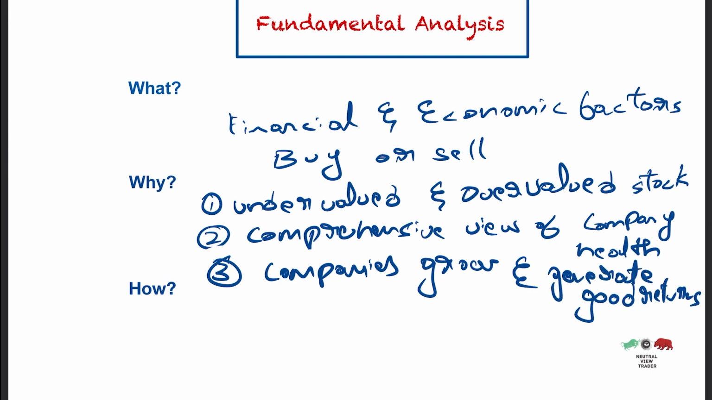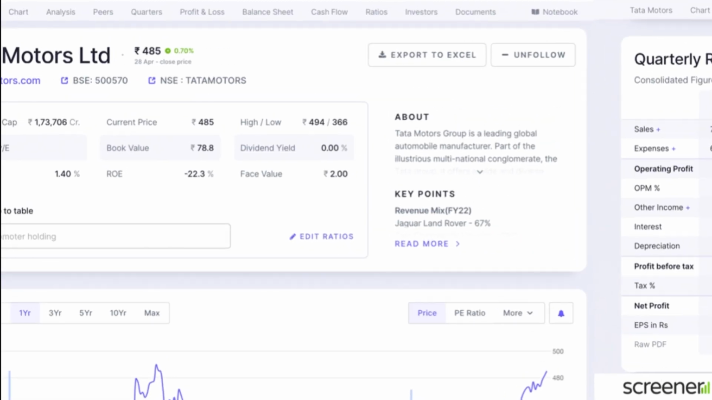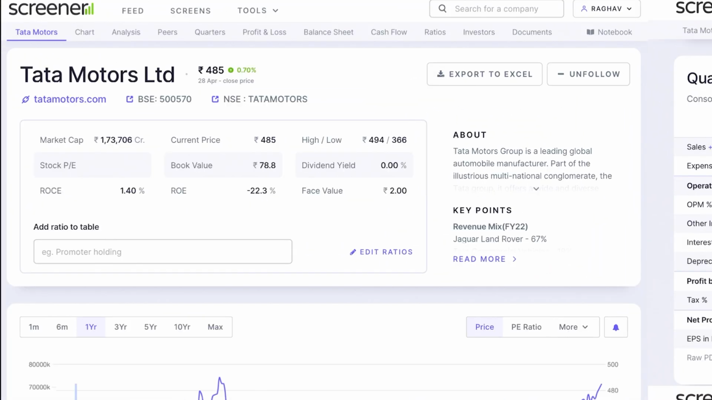So, when we come to the how part of it, we will have to see practical charts that are available in the market. Let us get into the screener. This particular website provides you a fundamental view of any stock in the stock market. We have taken Tata Motors as an example.